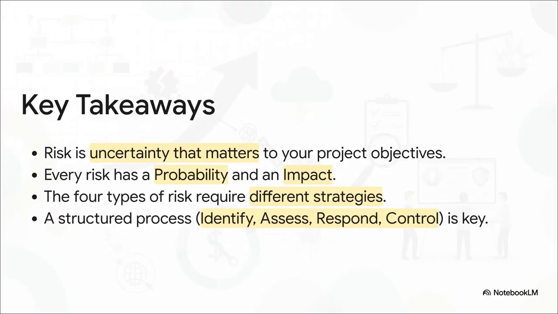All right, so let's boil it all down. What are the big ideas to take away? Number 1, risk is just uncertainty that matters. Number 2, every risk is a function of probability and impact. Number 3, you need different strategies for different types of risk. And finally, that 4-step process, identify, assess, respond, and control, is your framework for success.